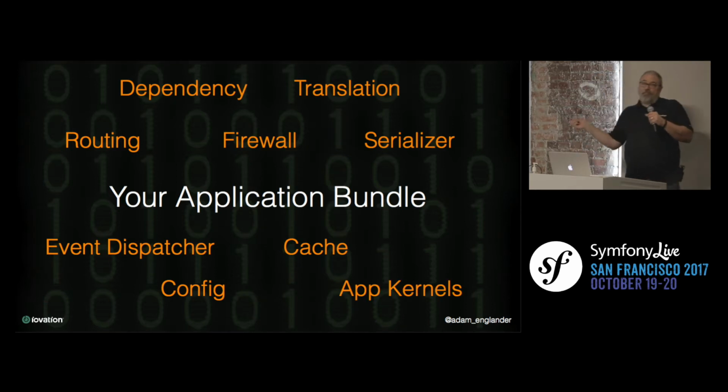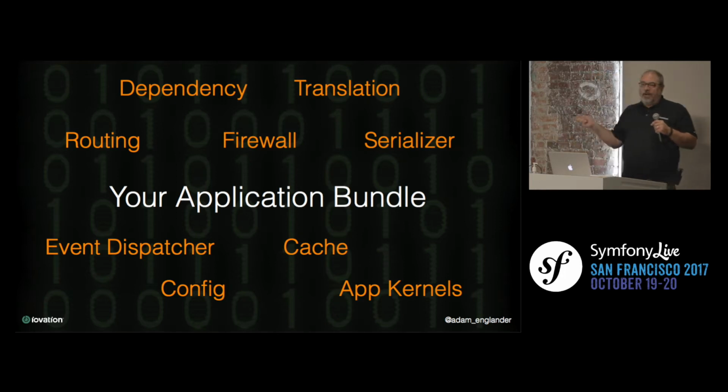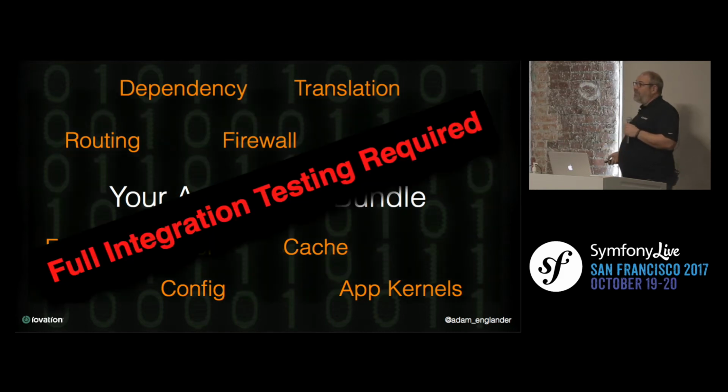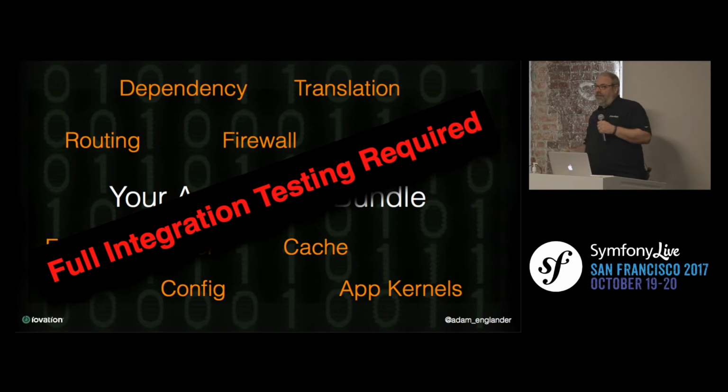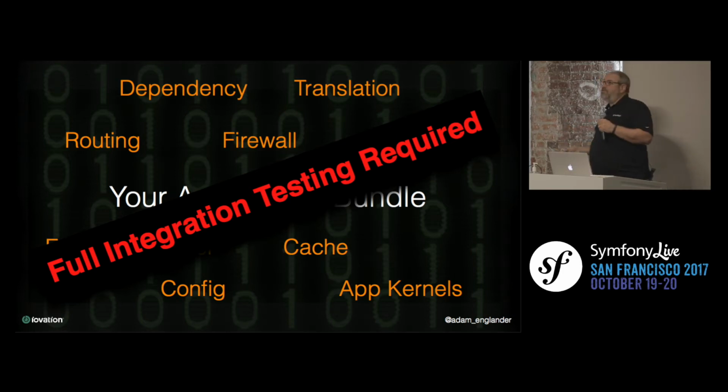And then app kernels, right? Symfony 4, thank goodness, stops this. But right now, you have a different app kernel if you're running in dev, prod, or test. So how do you know it works? How do you know the app kernel is configured properly to actually work? And what that means is that you have to have full integration testing, right? Every Symfony application really needs full integration testing because you have all these other pieces.